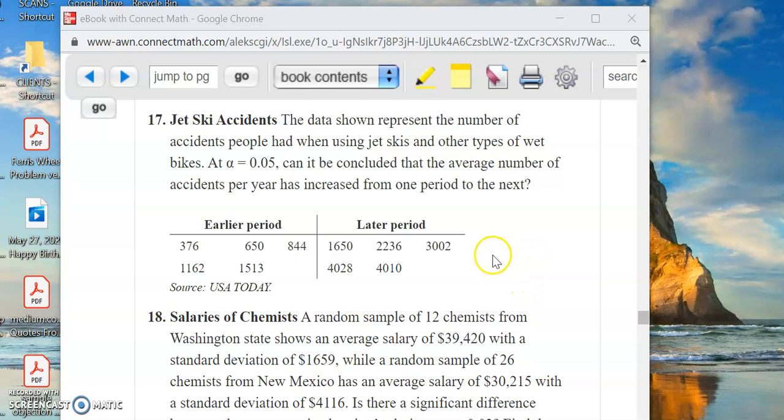And if I may be more precise here, if you carefully look at the call of the question, it says, has it increased from one period to the next period? So what it's asking you is the later period greater than the earlier period?